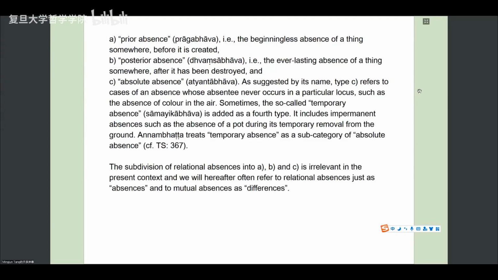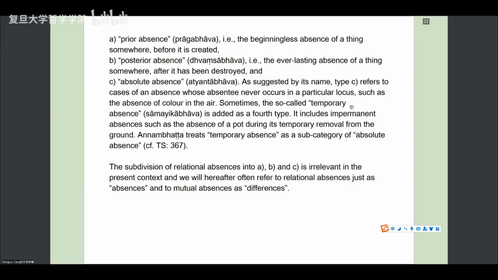So we have first of all prior absence, prag abhava. This is the beginningless absence of a thing somewhere before it is created. Then we have posterior absence, dhvamsa abhava. This is the everlasting absence of a thing somewhere after it has been destroyed. And C, absolute absence, atyanta abhava. As suggested by its name, type C refers to cases of an absence whose absentee never occurs in a particular locus, such as the absence of color in the air. There is no color in the air, according to this system of ontological categories.